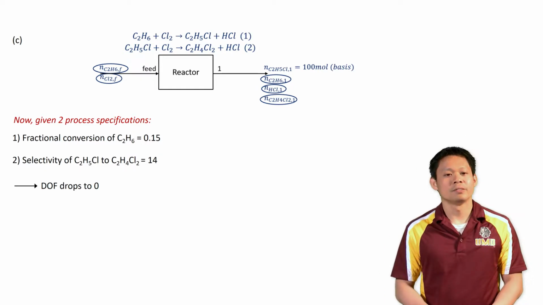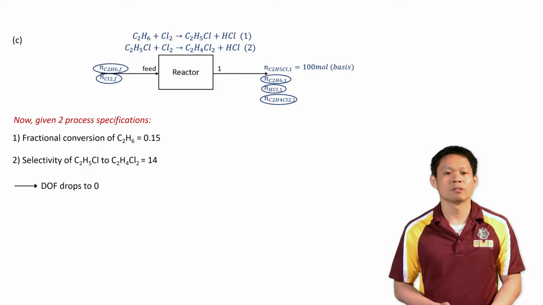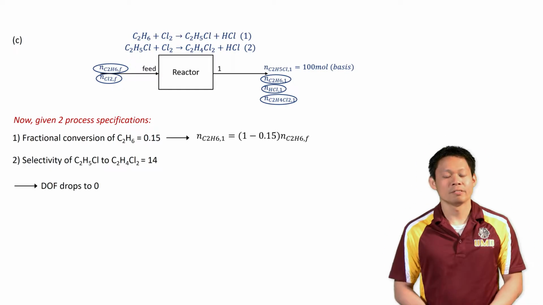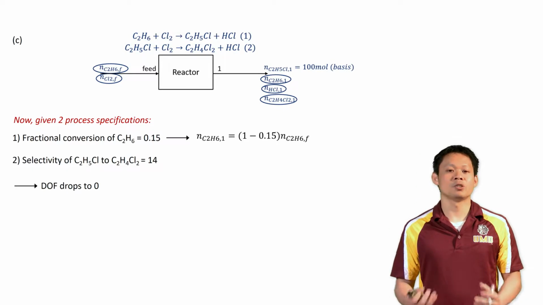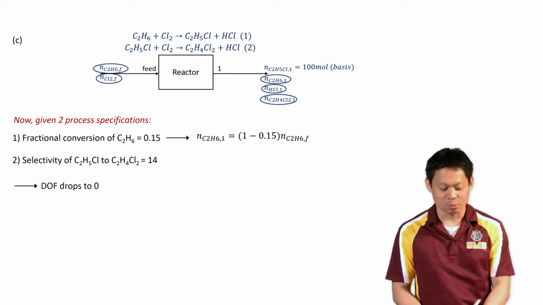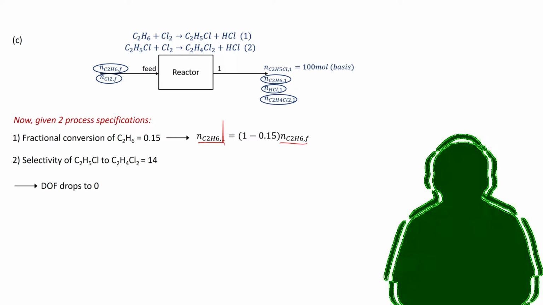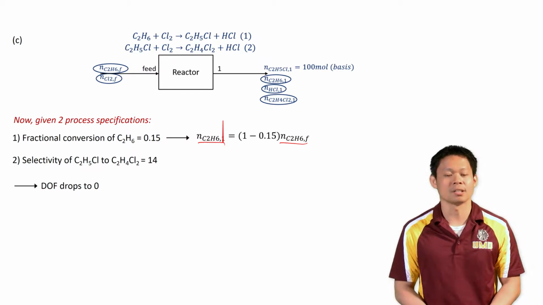All right, welcome back. Hopefully you had a chance to try writing out these process specifications. In terms of the fractional conversion, we have 15% converted, which means 1 minus 0.15 is left. So 85% is coming out. 85% of what went in, which is our feed, is going to come out in our stream 1. So that is our fractional conversion of C2H6.